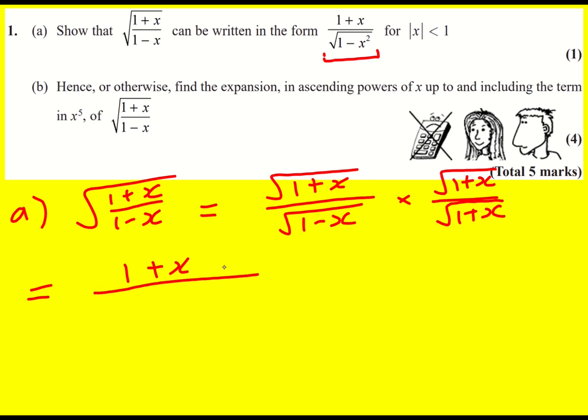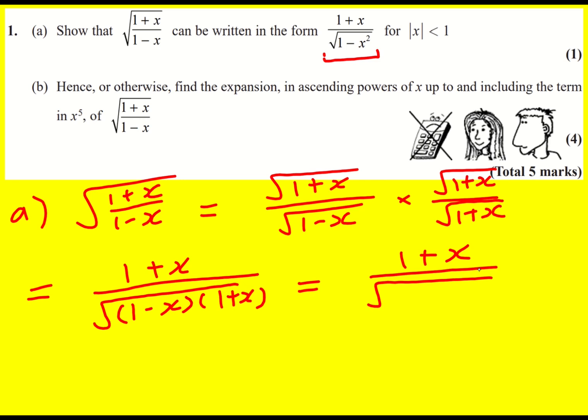And then in here, I can actually bring this inside the square root. So it's going to be 1 minus x, 1 plus x. And then I can multiply this out, which is going to give me 1 minus x squared. This is a difference of 2 squares. So we're all set.